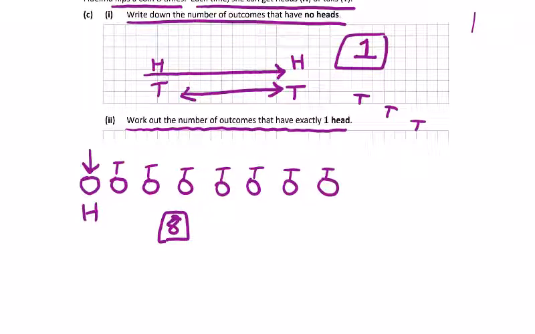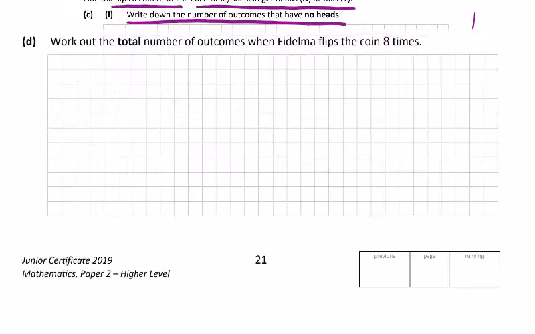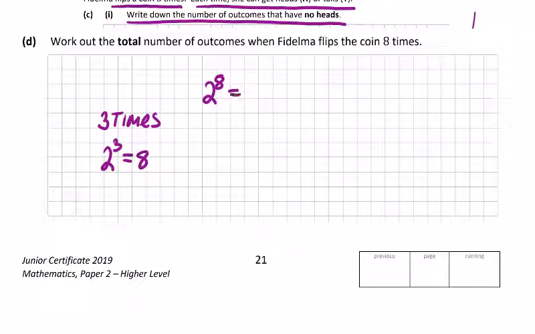And then the last part of this question, work out the total number of outcomes. We saw when she flipped it 3 times, there was 8. Where does that come from? 2 to the power of 3, because there's 2 outcomes equally likely. 8, so 2 to the power of 8, if she flips it 8 times, and 2 to the power of 8 is 256. Tricky enough probability question here.